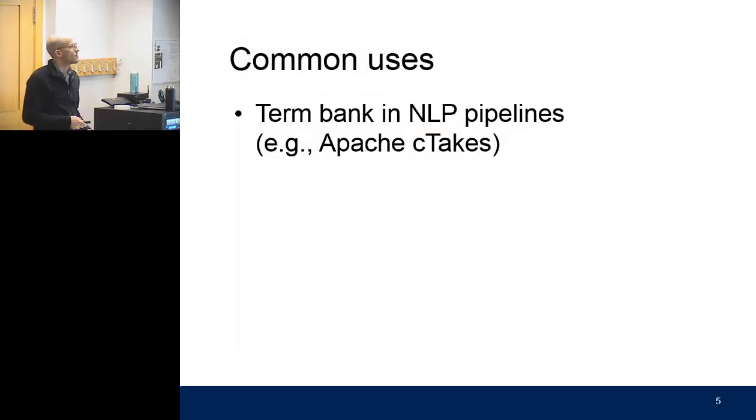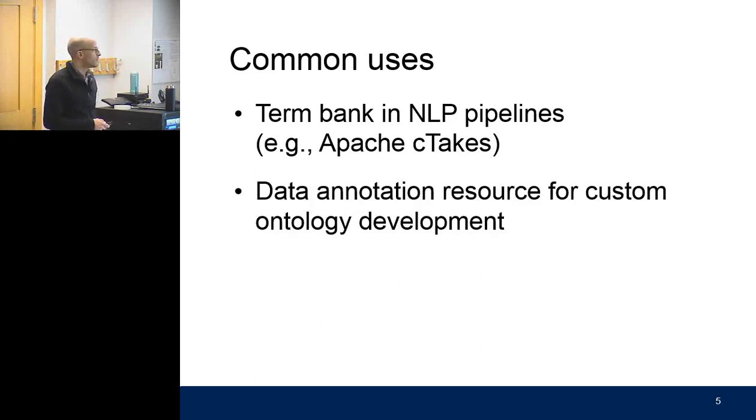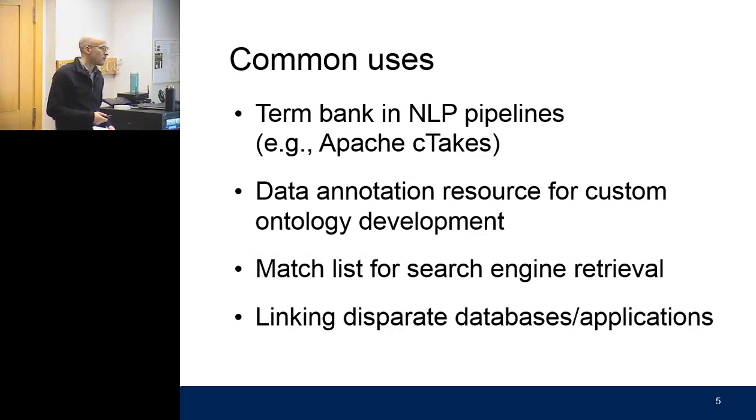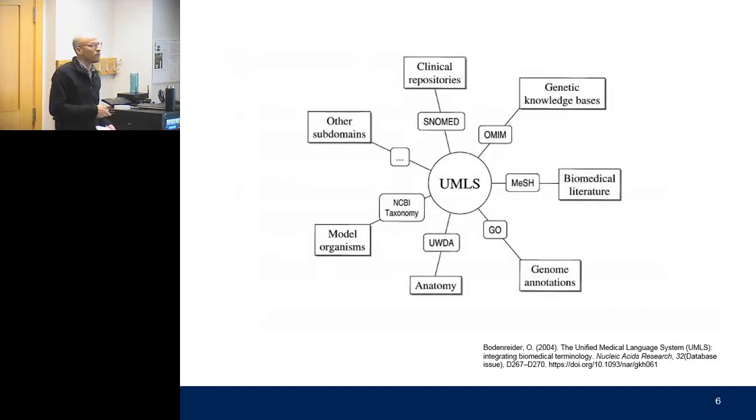Some of the common uses, it's often used as a term bank in natural language processing pipelines. It is used as a data annotation resource for custom ontology development, a match list for search engine retrieval, and for linking disparate databases and applications. And so to this last point, we're going to look at an example of how this sort of linking disparate databases actually works.